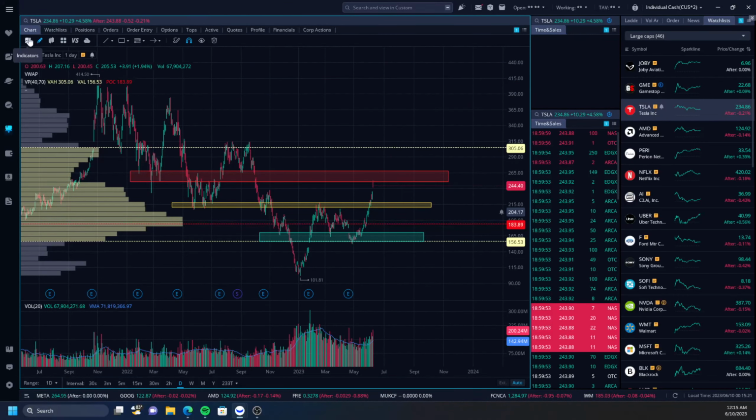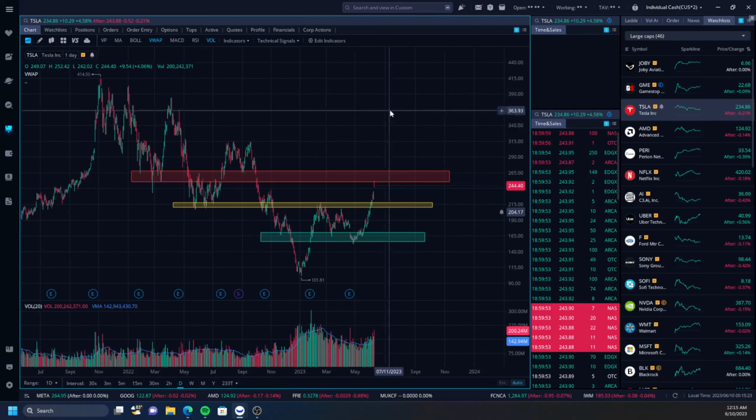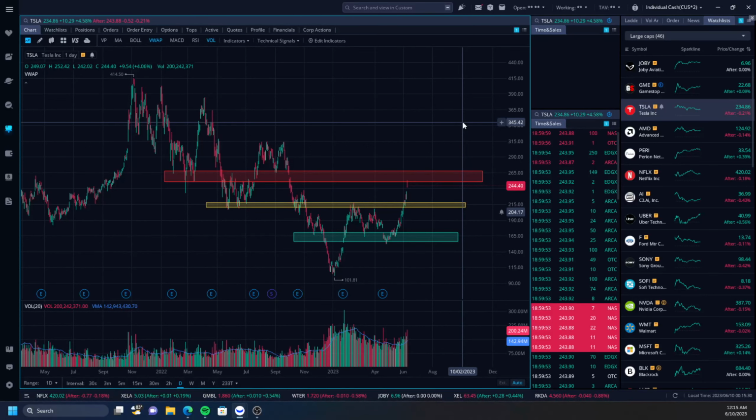Yeah, volume profile is great. Volume is great in general. Supply and demand is great in general. Guys, support and resistance is great in general. Mixing all that together, beauty. Now we're making some money.